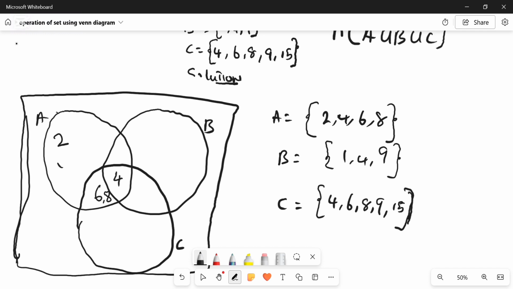So this is 6 and 8. Now go back to subset B, we have 1. If you observe subsets B and C now, you see that 1 is only in subset B. So we're going to put 1 here, meaning it's only in subset B. Your 4, which is in ABC, is already here. Then your 9 is in subset B and also in subset C. So we are going to put 9 where subsets B and C intersect. So your 9 will be here.